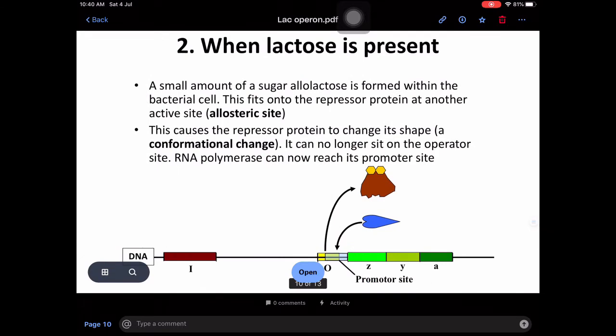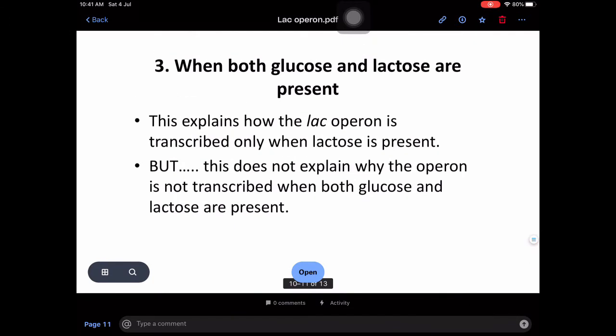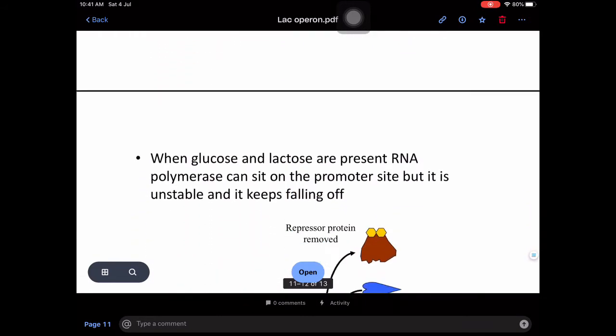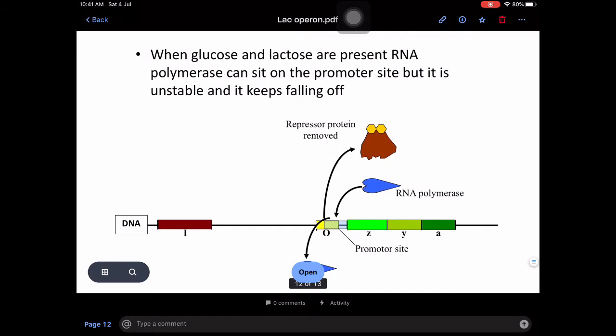When lactose is present and glucose is also present in the medium, the lactose will bind to the repressor protein, and the repressor protein will leave the operator site for RNA polymerase to bind to it. But the RNA polymerase at that time is unstable and it keeps falling off from the operator site.